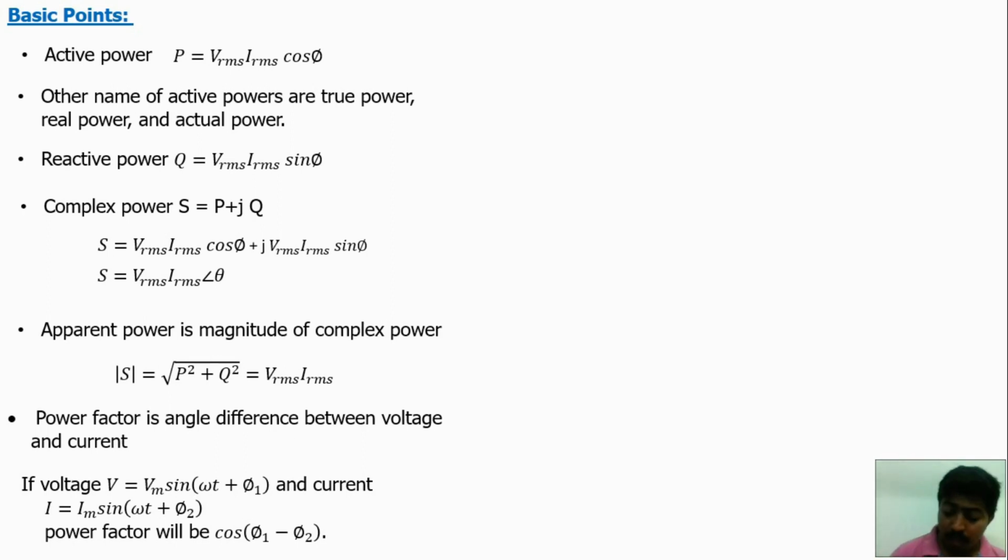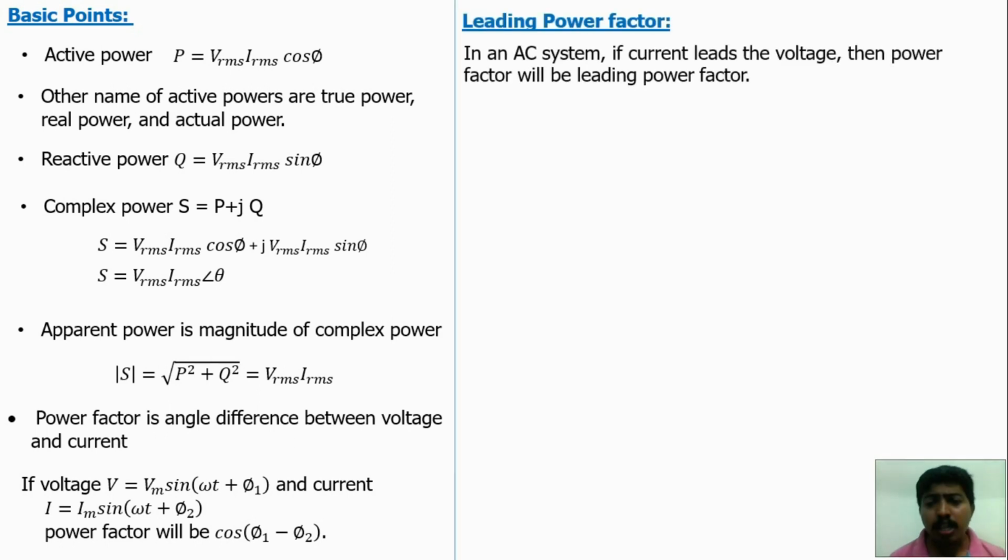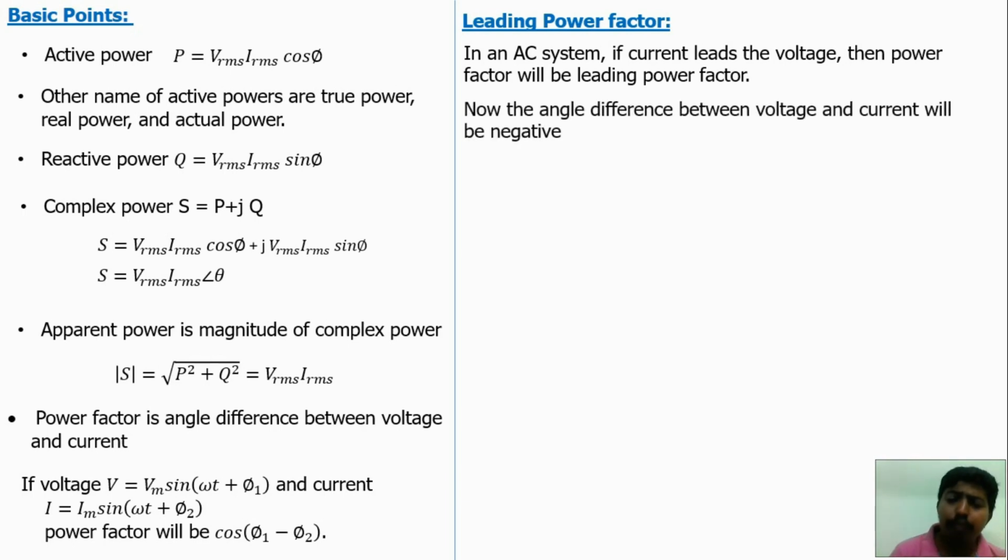Okay. Then leading power factor. In an AC system, if current leads the voltage, then the power factor will be a leading power factor. If current leads, the phase angle difference between the voltage and current will be negative because current leads. So, for leading power factor, the phase angle difference between the voltage and current will be negative.